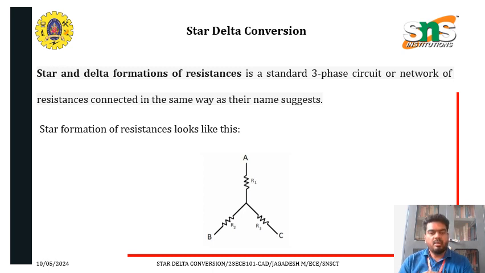The star and delta formations of resistances are standard three-phase circuits or networks of resistances connected in the way their names suggest. Star formation of resistance looks like this below. A, B, C are the three terminals, here is the junction point, and the resistances are named R1, R2, and R3.